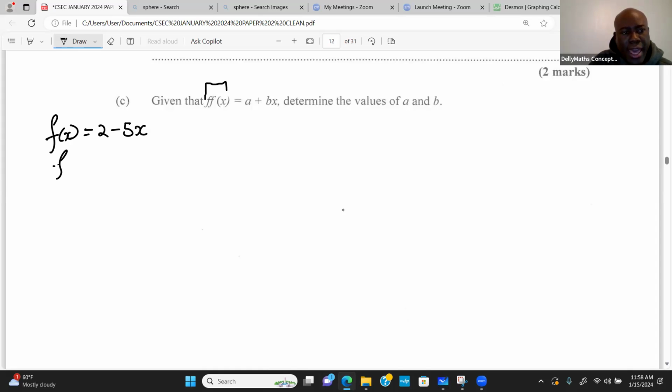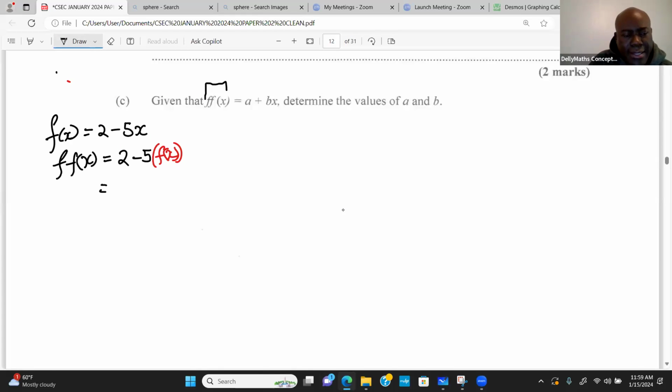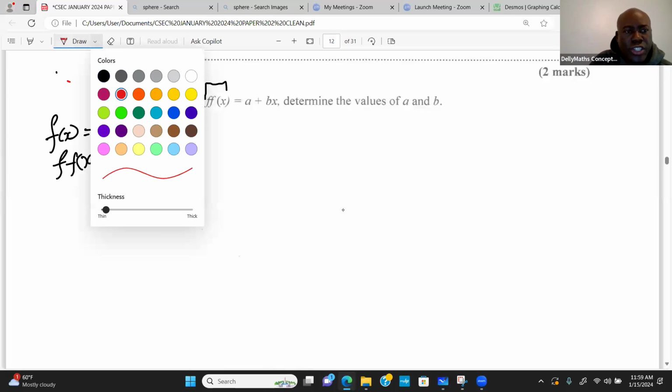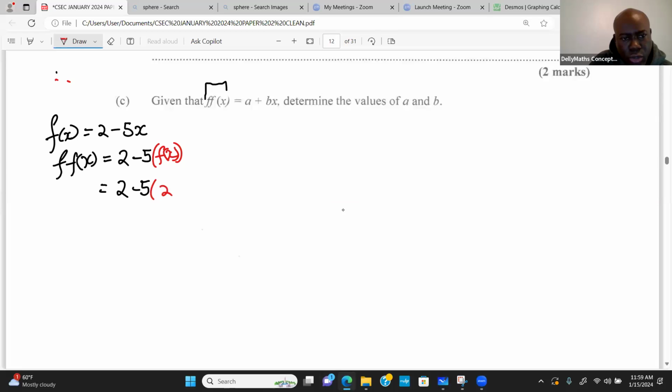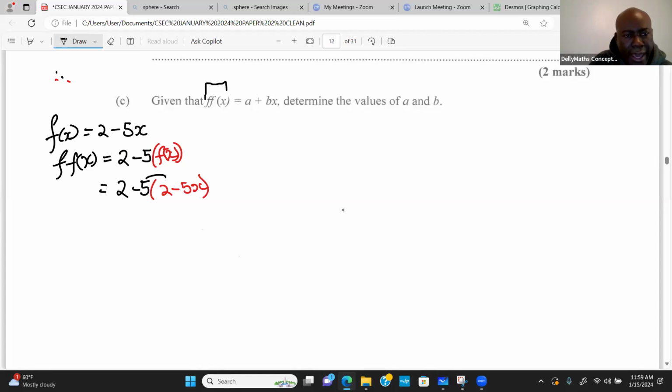Now, if I'm going to do f of f of x, then it means I'm going to input the f function in itself. So right here, I'm going to have f of x right here. As we go, it simply means that I'm going to have 5 times the f function, and the f function is actually 2 minus 5x. As you could see, we're required to quickly distribute the 5 inside.